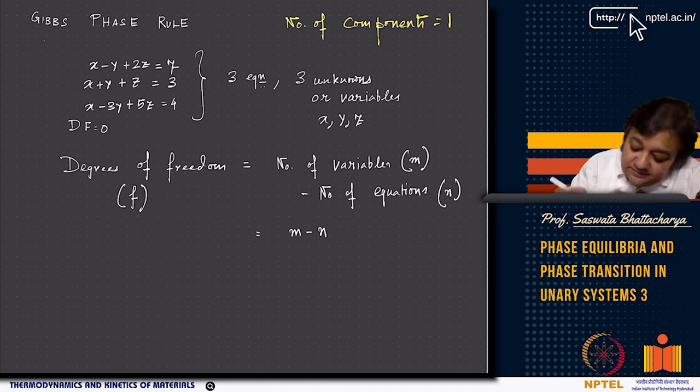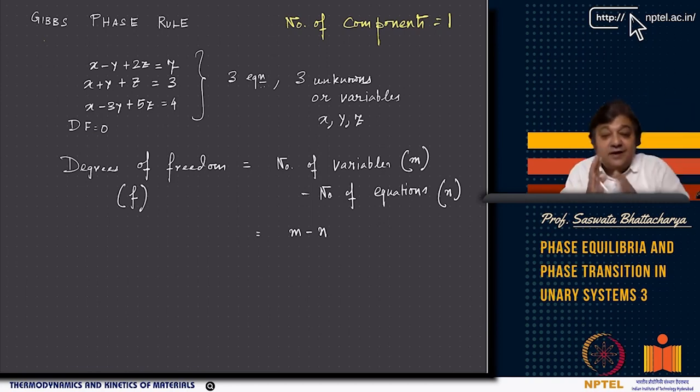So how does it come? It comes from the idea that if I have to solve these equilibrium conditions, then the number of variables should be exactly equal to the number of equations. Then only can I exactly solve the equations. Other than that, I will either have an over-determined system or an under-determined system where I can have infinite solutions or no solutions at all, right?